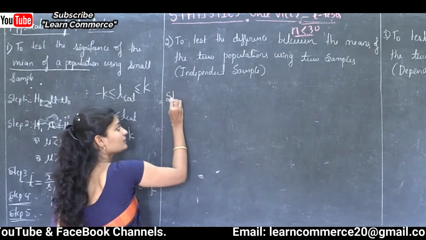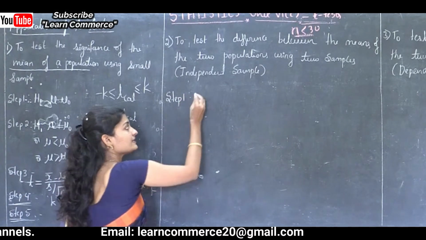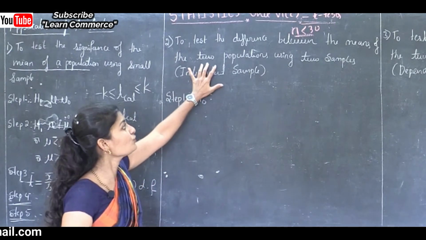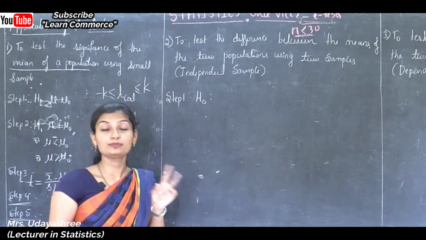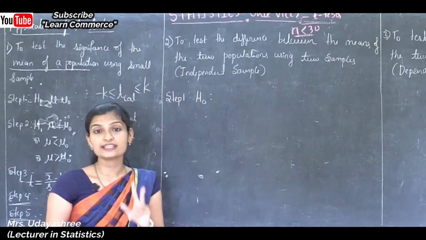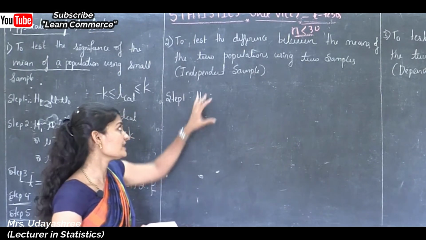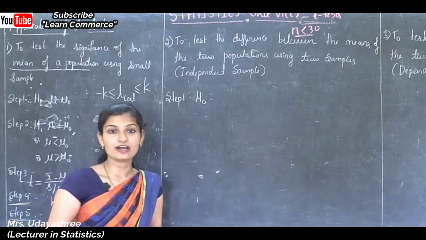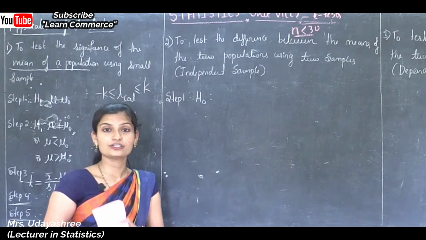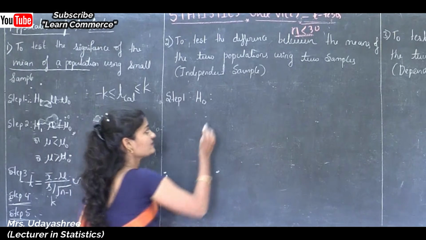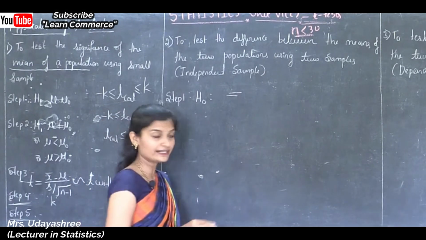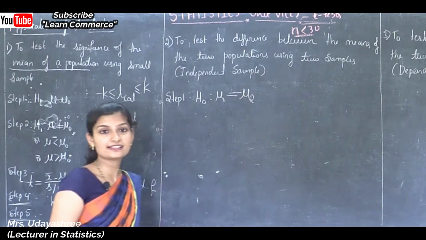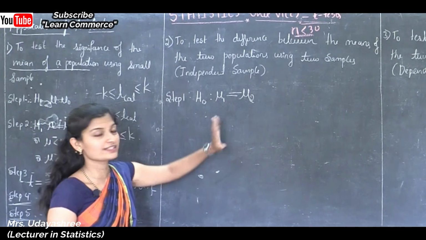Step 1 is the null hypothesis. Here the null hypothesis is denoted by H naught. This concerns the means of two populations, in the sense that there are two sets of observations. The mean of the first population is denoted by mu1 and the mean of the second population is denoted by mu2. So H naught is always an equality, therefore we write mu1 is equal to mu2, meaning the means of the two populations are equal.